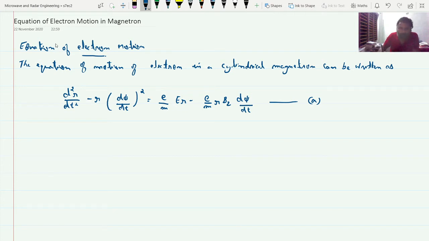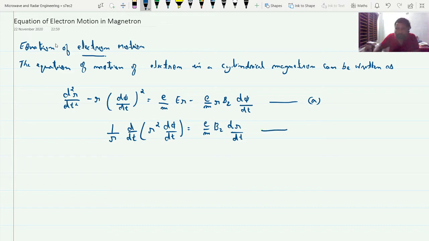Another equation is 1 by r d by dt of (r square d phi by dt) will be equal to E by m B_z dr by dt. I will call this equation B.